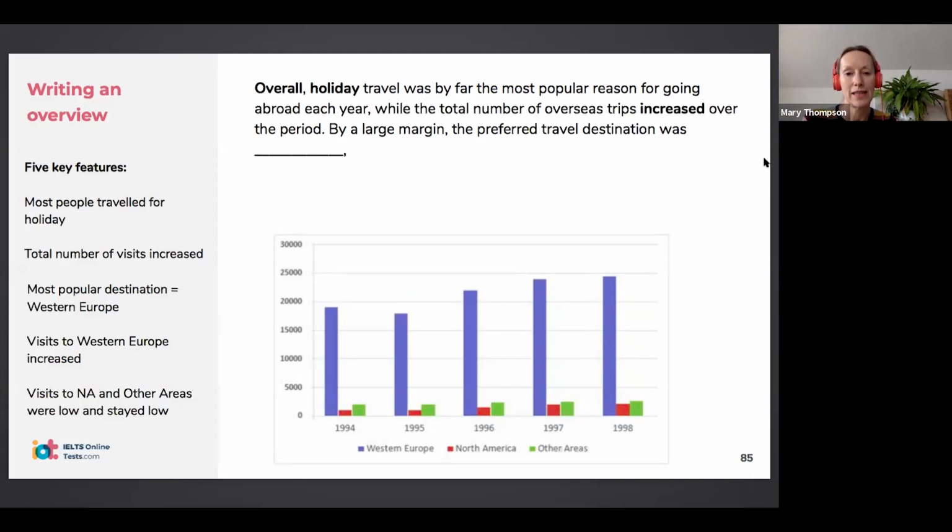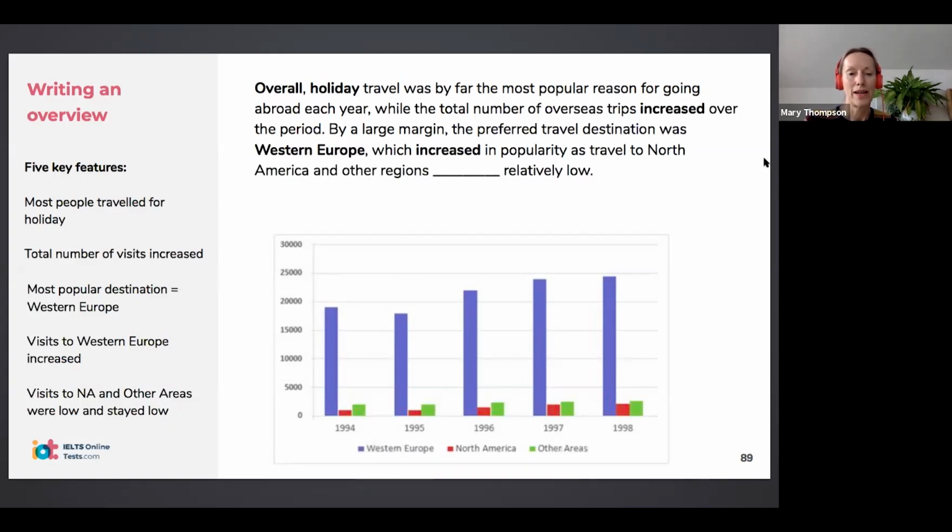The preferred travel destination was, yeah, Western Europe. Which something in popularity. Yeah, increased. So we've got the same word here, actually. I would try and use a different one if you can. So what could you say instead of increased? Rose. Yeah, rose in popularity. You can't say raised, but rose. Climbed in popularity. Okay, plummeted is the opposite. I would say either increased or rose.